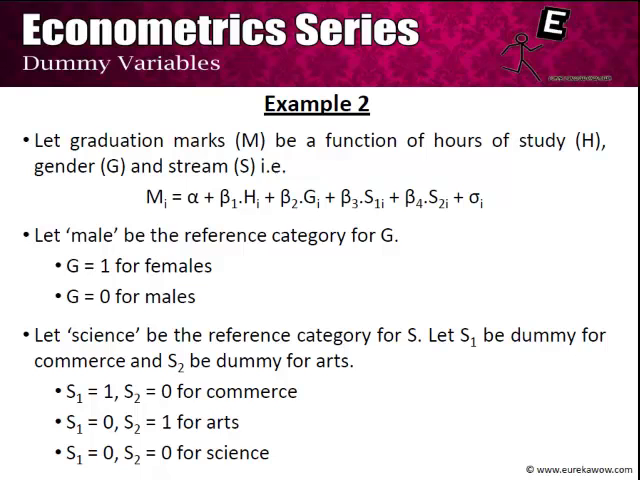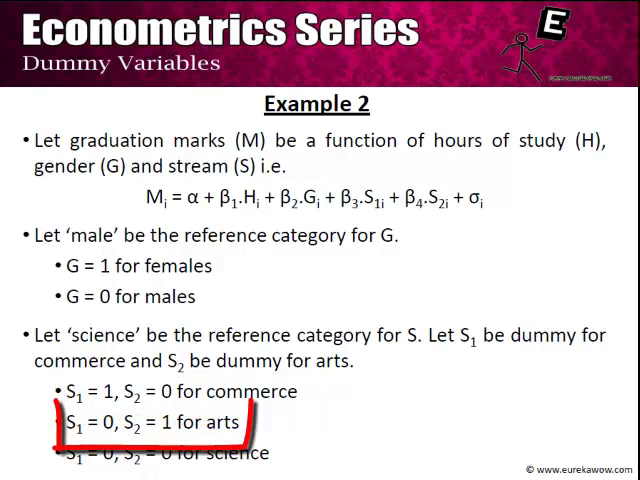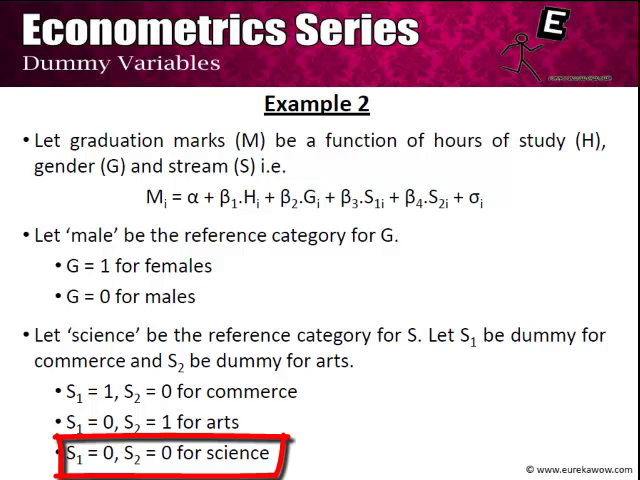We have already talked about the categorization for gender, so let us talk about the categorization for stream in this case. Given that we have taken science to be the reference category, S1i stands for commerce, and S2i stands for arts. Hence, if we are talking about a sample which belongs to the commerce category, then S1 will be equal to 1, S2 will be equal to 0. Similarly, for a sample belonging to arts, S1 will be equal to 0 and S2 will be equal to 1. And finally, when S1 and S2 are both equal to 0, then we are talking about a science stream student.